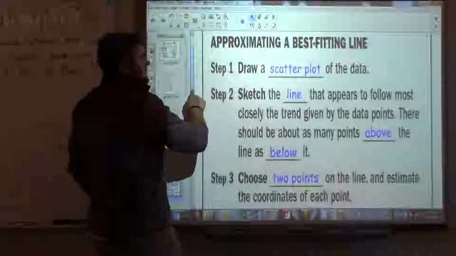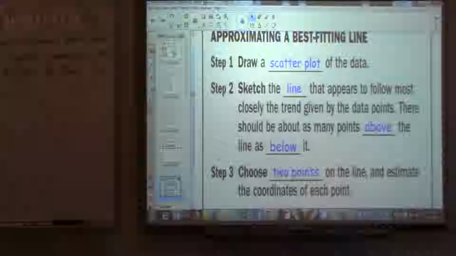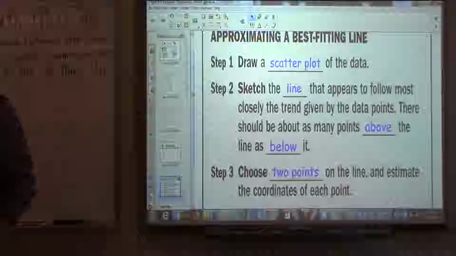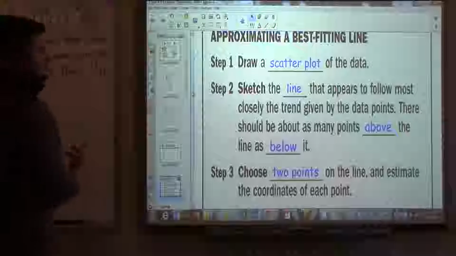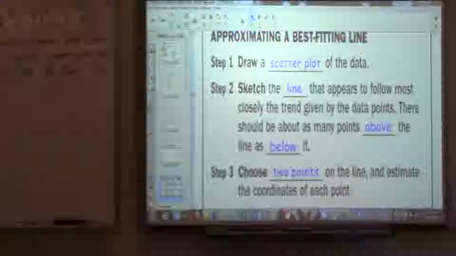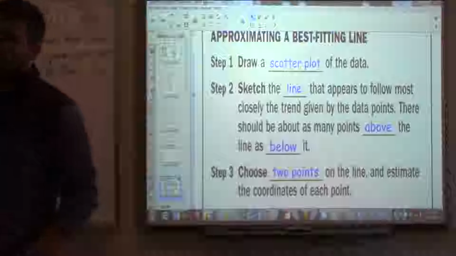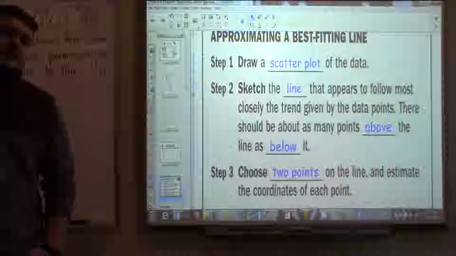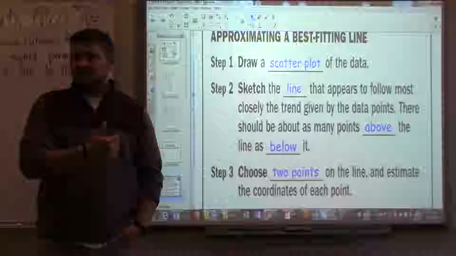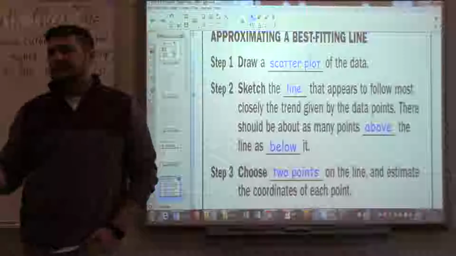Here are the steps for making a line of best fit. We're going to draw a scatter plot of the data right off the bat. We're going to get a table of data or some list of data, and we're going to make a scatter plot with it. Step 2, we're going to sketch our line of best fit so it appears to follow most closely the trend given by the data points. It's going to be a straight, linear line. There should be about as many points above our line as below it. If there isn't, that's okay. If you have 4 above it and 3 below it, that's perfectly fine. We're trying to find the best line of fit for each different data set. Just because we don't have as many above as below it doesn't mean it's not the best line.